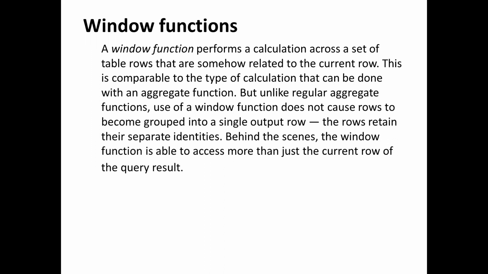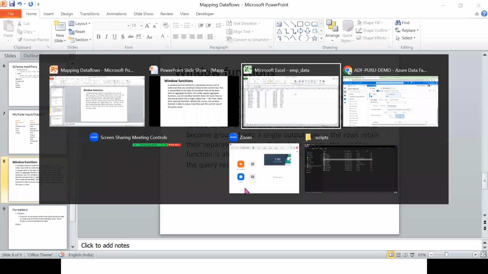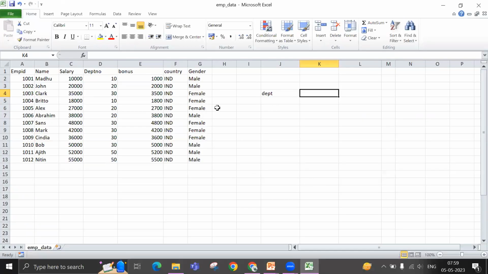It's similar, but the difference is, unlike regular aggregate functions, use of a window function does not cause rows to become grouped into a single output. So what does that mean? If I aggregate, for example, if I take a department number and average salary, it's, for example, average salary of department 20 is 20,000, and average salary of department 30 is 30,000, something like that, right?